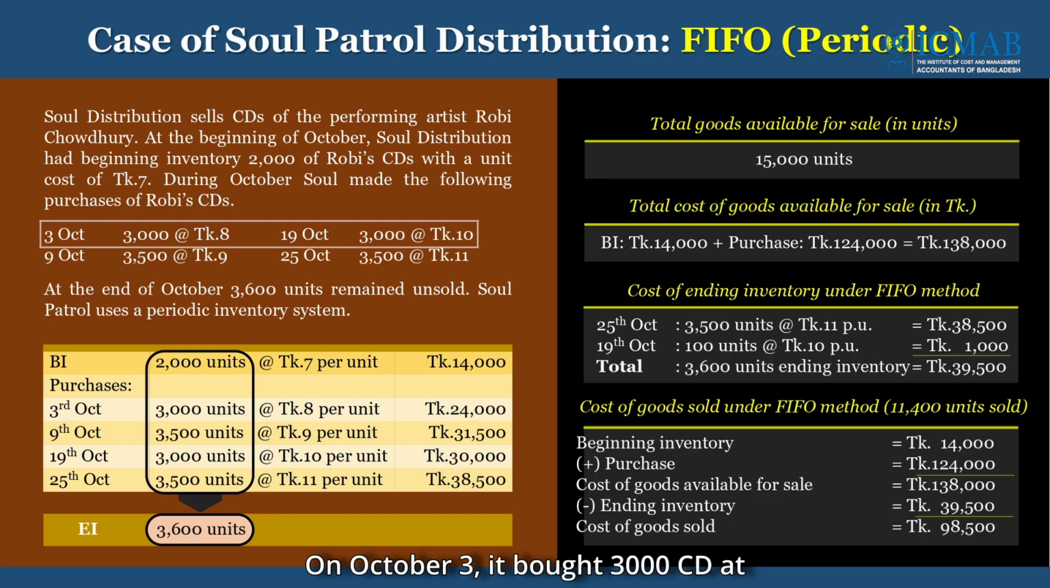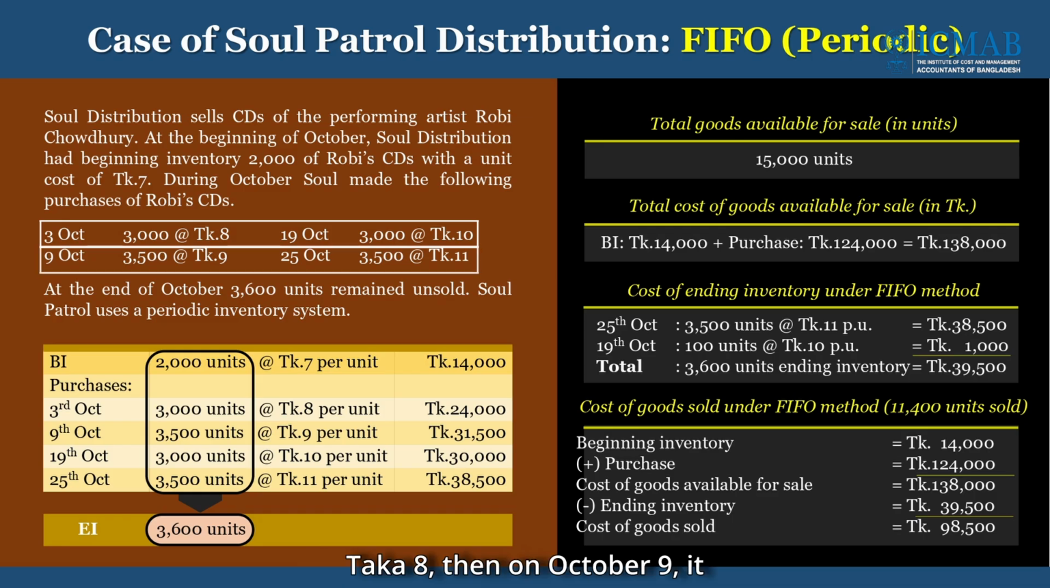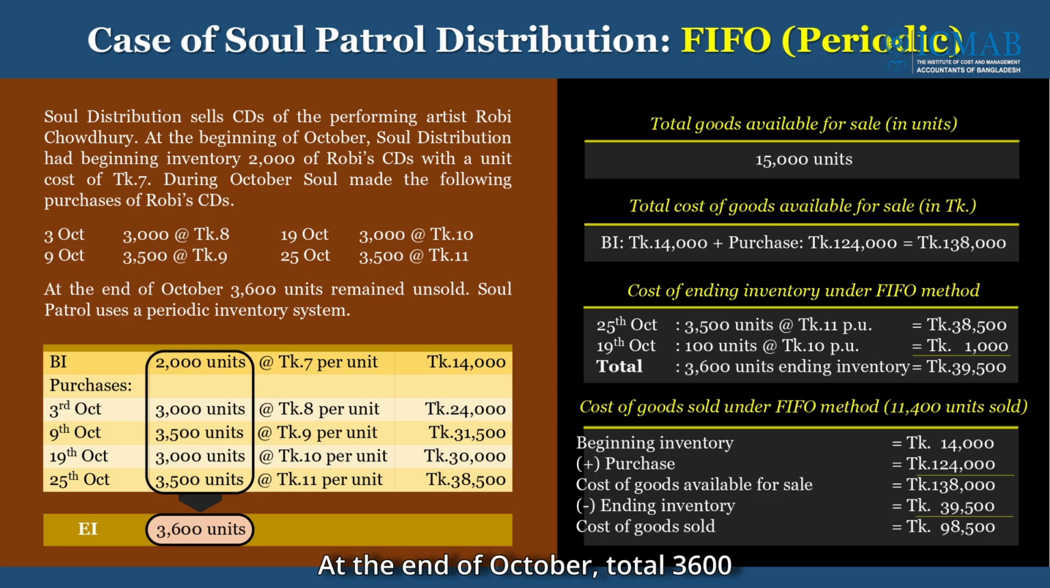On October 3, it bought 3000 CDs at Taka 8. Then on October 9, it bought 3500 units of CD at Taka 9 each. Then on October 19, it purchased 3000 CDs at Taka 10, and on 25th October, it bought 3500 CDs at Taka 11. At the end of October, a total of 3600 units remained unsold. And Soul Distribution uses a periodic inventory system.